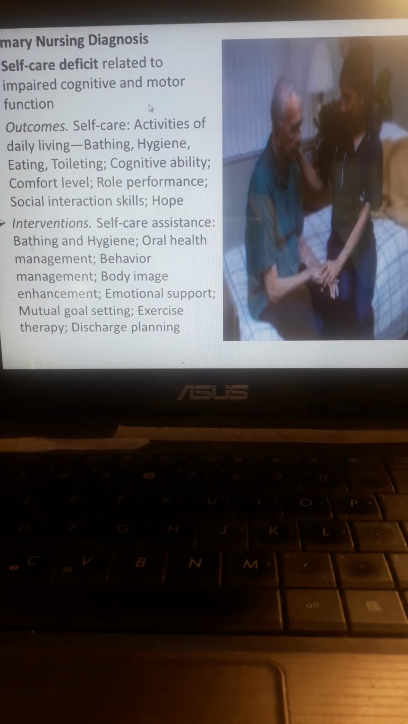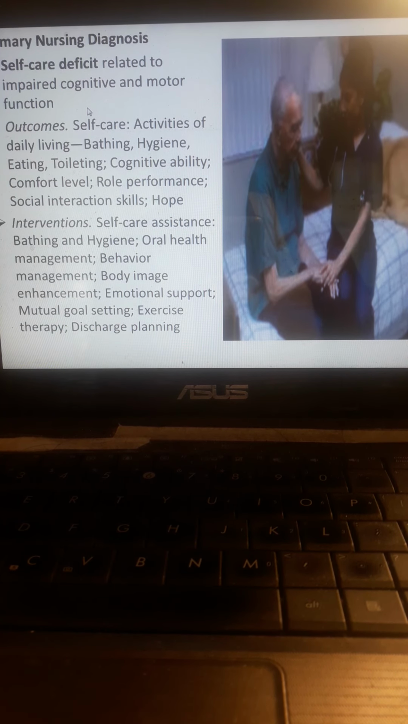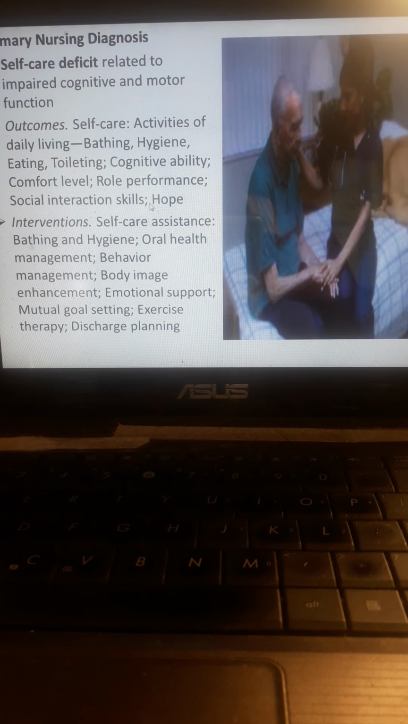So, the primary nursing diagnosis: self-care deficit related to impaired cognitive and motor functions. Okay? That is self-care. You have to ask patients about past experiences, so you are reviving their memory. Outcomes: self-care activities, daily routine, so bathing, hygiene, eating, cognitive ability, comfort, role performance, social interaction skills, hope, right? When the patient is able, try to do the self-care with the patient, so they can develop their basic activities in life.